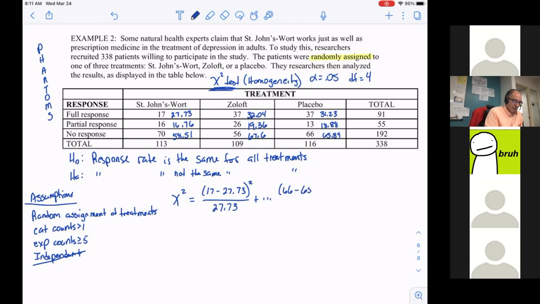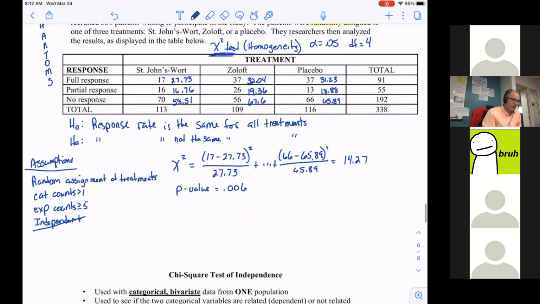66 minus 65.89 squared divided by 65.89. So we did our first and our last term. And we got a chi-squared value of 14.27, which is extraordinarily high. And that was evident in our p-value rolling in at 0.006. Okay, so following that process, we've done our hypotheses, we've done our assumptions, we've got a degree of freedom up there, we've got an alpha level up there, so we are ready to just finish this problem out.